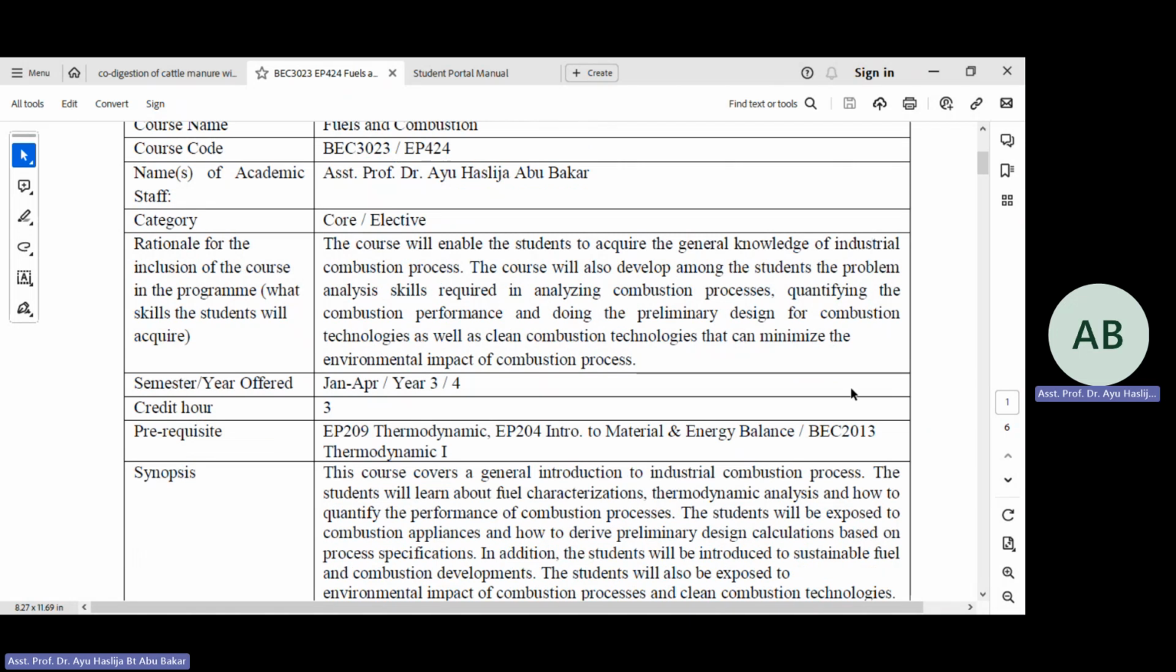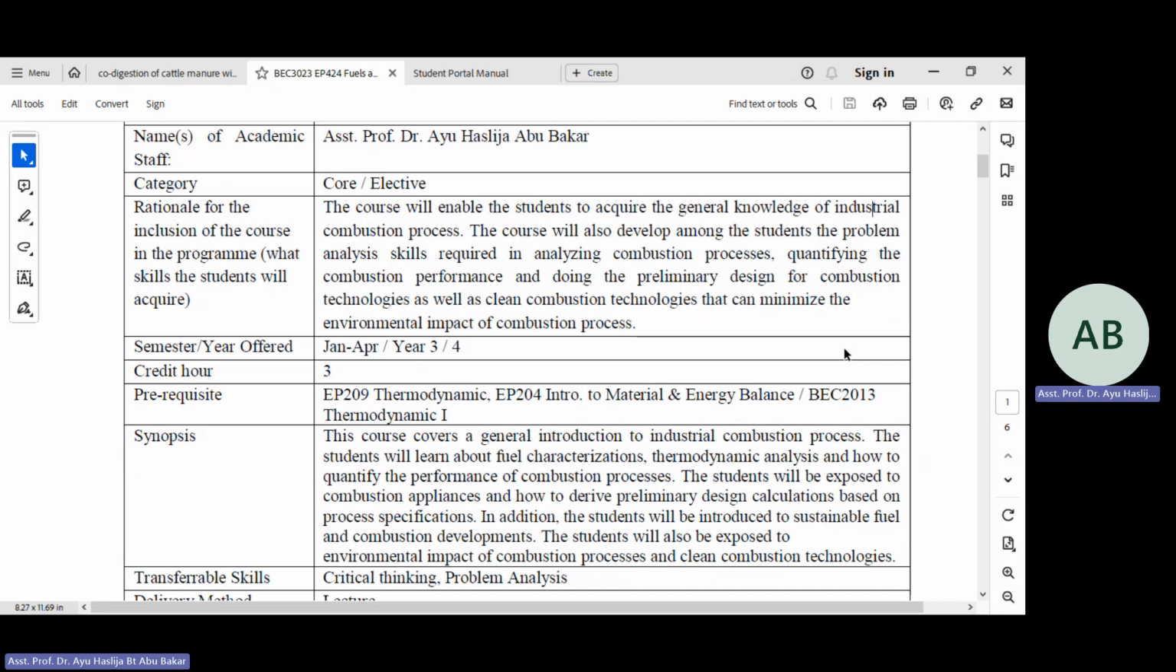So this course, Fuel and Combustion, basically the synopsis is to cover the industrial combustion process. The student will learn fuel characterization, thermodynamic analysis, and how to quantify the performance of the combustion process. Then you will be exposed to combustion appliances like furnaces and boilers, and how to derive the preliminary design calculation based on the process spec. You will also be introduced to sustainable fuel and combustion development, and exposed to the environmental impact of the combustion process and clean combustion technologies.